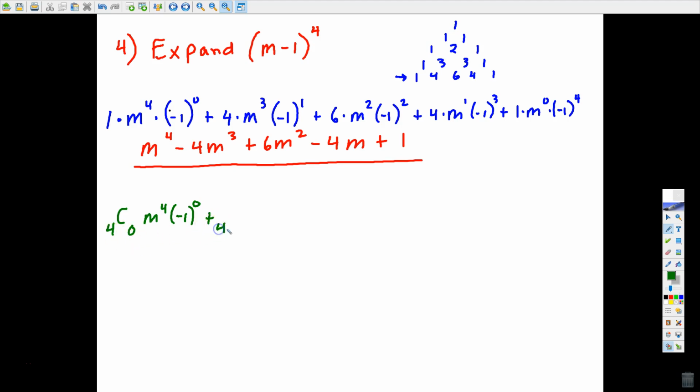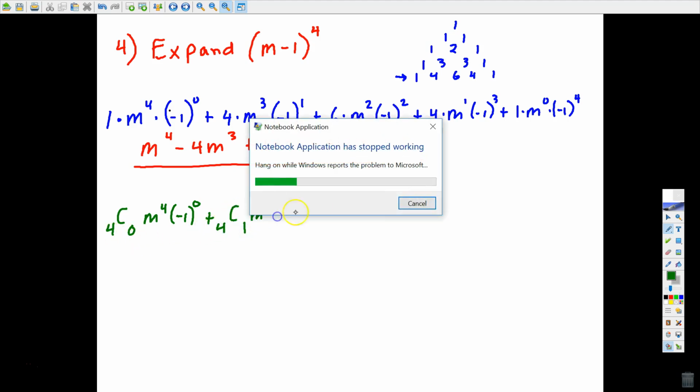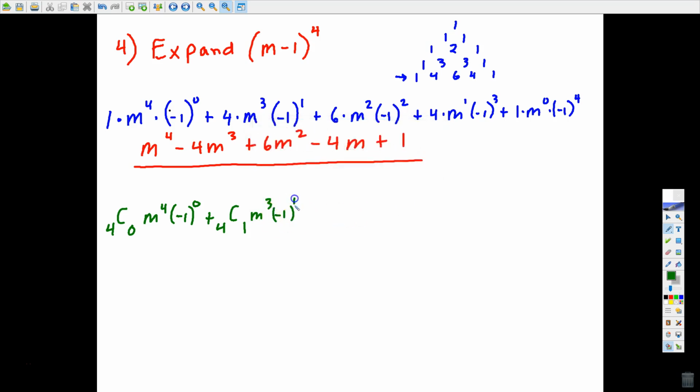Okay, and then I'm going to do 4c1, m to the third, negative 1 to the first. No difference. If you did 4c0 in your calculator, you'd get 1. If you do 4c1 in your calculator, you get 4. So really, the only difference is how we come up with these numbers. 4c2, m squared, negative 1 squared. 4c3, m, negative 1 cubed. And then finally 4c4, m to the 0, which makes 1, and then negative 1 to the fourth.